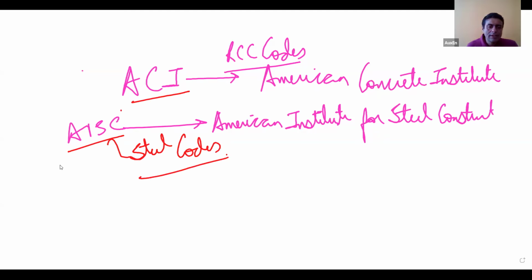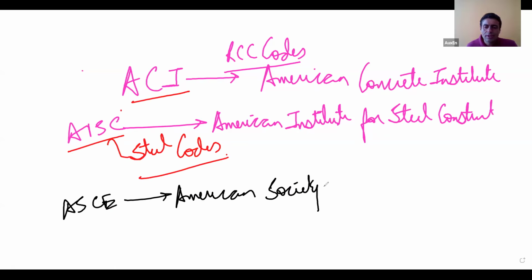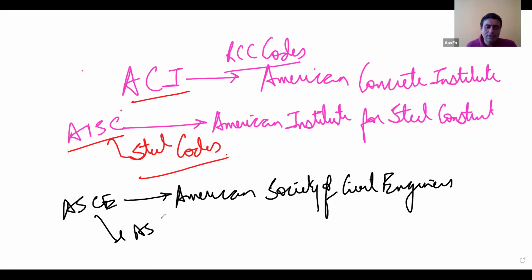Then you have got the ASCE also. What does this stand for? So this stands for American Society of Civil Engineers. Their most, I would say, well-recognized code will be the ASCE 7 that we would be referring to. So what is ASCE 7? This is going to be our loading code.